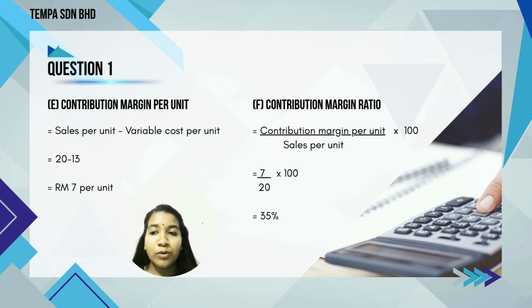For part E, the contribution margin per unit is calculated by subtracting variable cost per unit from sales price per unit. RM20 minus RM13 gives a contribution margin of RM7 per unit. For part F, the contribution margin ratio is calculated by dividing contribution margin per unit by sales price per unit. This results in a contribution margin ratio of 35%.